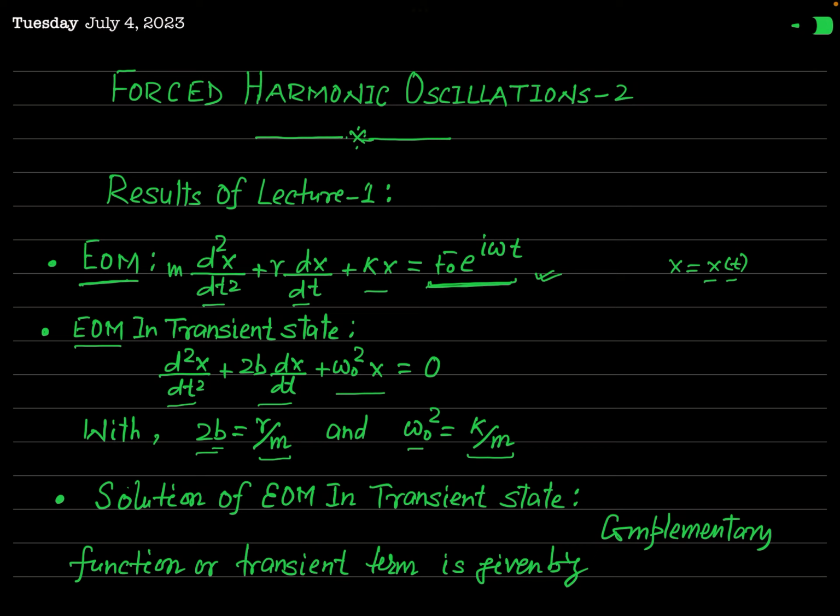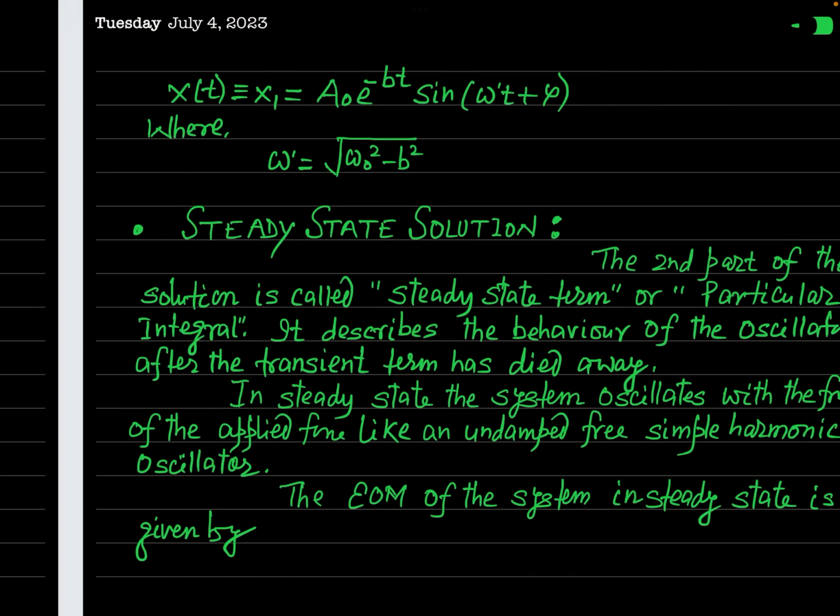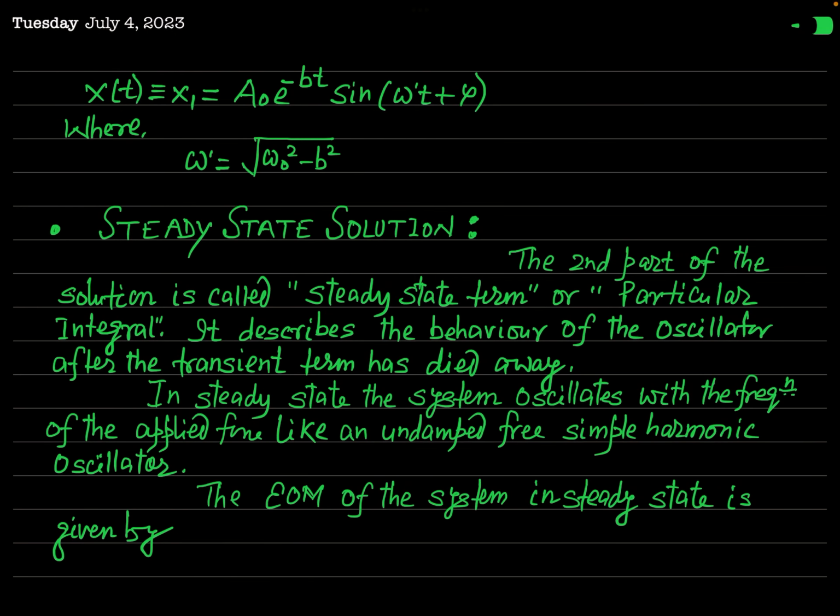And when we have solved this very equation, you have seen in the first part of the lecture that the solution of this equation of motion in transient state is known as the complementary function or the transient term. And that very transient term or complementary function is given like this. This is x of t equal to x1. I have written the first solution by the symbol x1. The second solution will be written by x2.